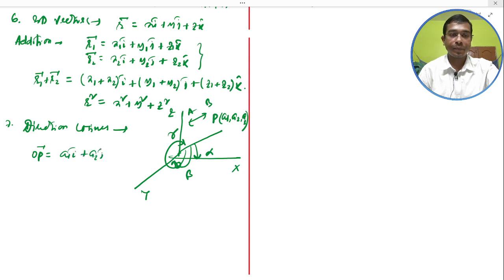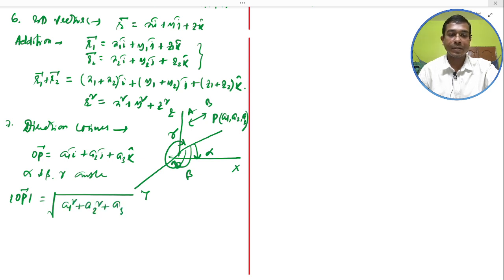A1i, A2j, A3k. If OP is inclined to OX, OY, OZ at angles alpha, beta, gamma, then mod of OP means what? Root over A1 square plus A2 square plus A3 square, and cos alpha is basically A1 divided by mod of OP.